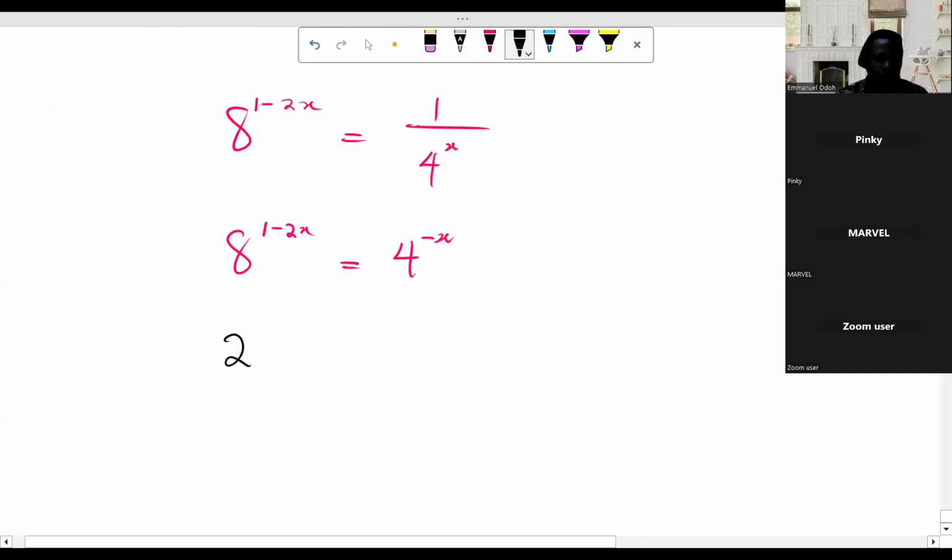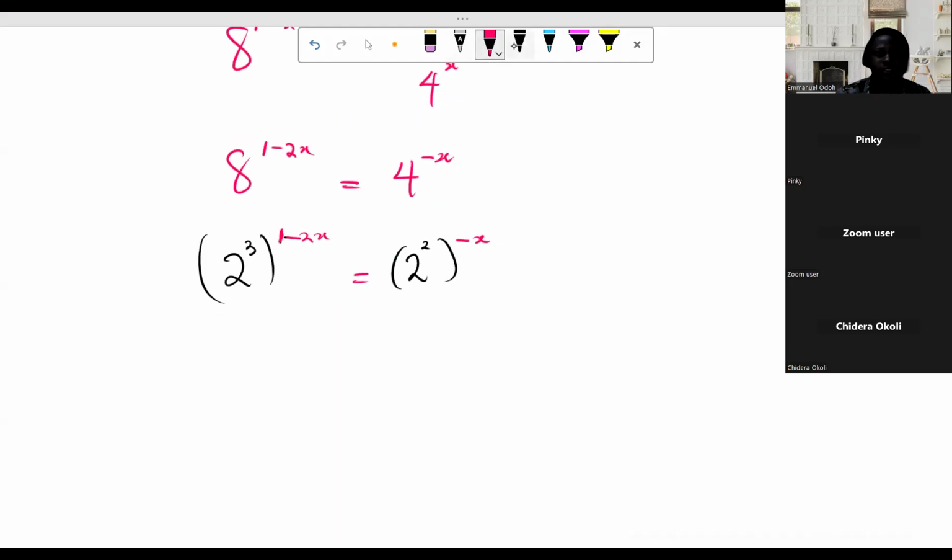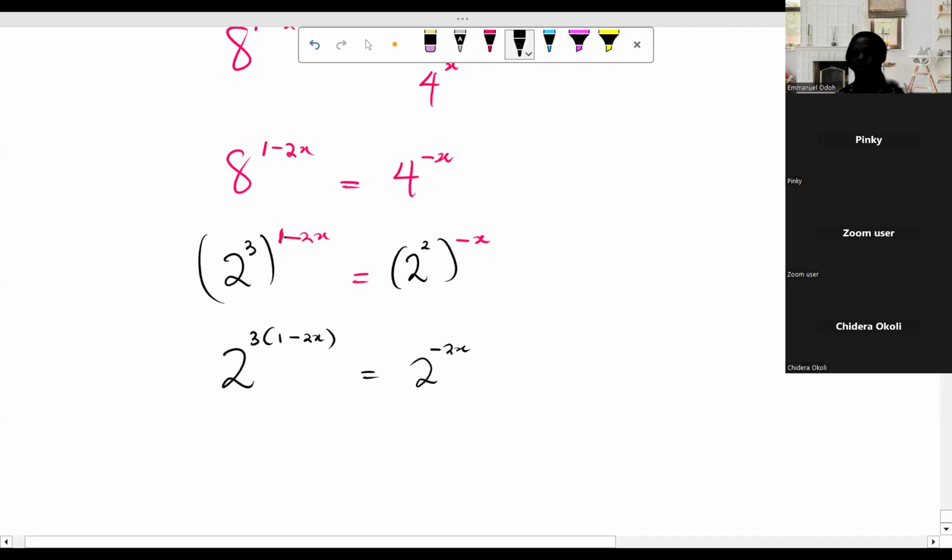8 is 2 to the power of 3. So the red is the power, so I have 1 minus 2x over 3. And then we have 4 is 2 squared, so then we have minus x. So let's multiply the powers together. So I have 3 times 1 minus 2x equals, so 2 times minus x is minus 2x. That's what we have there.